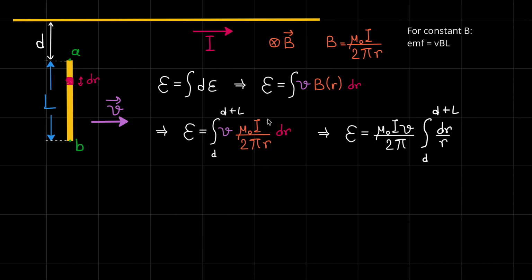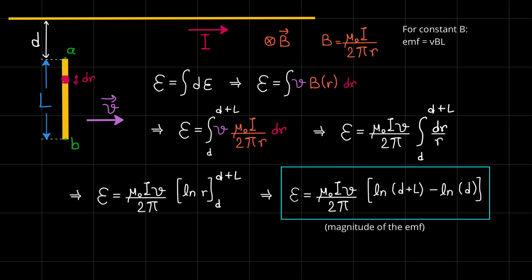Here I have substituted the formula for the magnetic field, and I also set the integral bounds. R runs from d to d plus capital L. That goes from point A to B. And in the next step, I factored out all the constants. We're taking the integral of 1 over r. The integral of 1 over r is the natural logarithm. Here's the result of our integral evaluated from d to d plus L. Note that this is the magnitude of the EMF, so this is a positive expression.